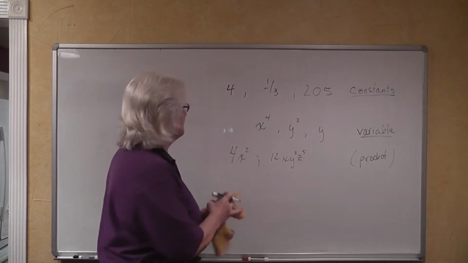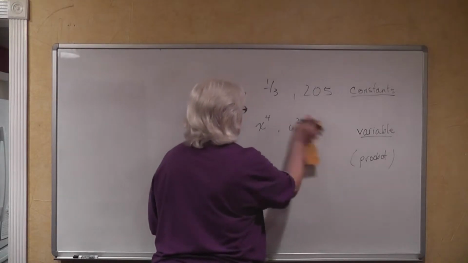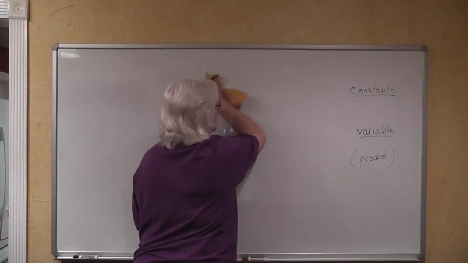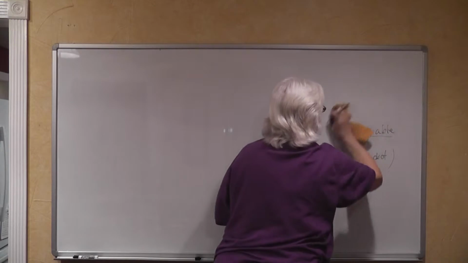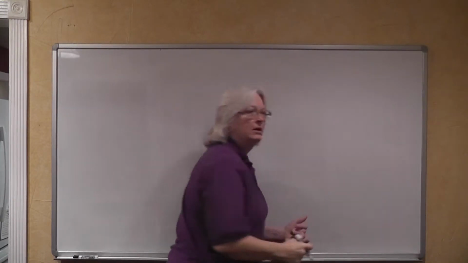And the way that you define terms as being like or unlike, they have to agree in variable and they have to agree in exponent.